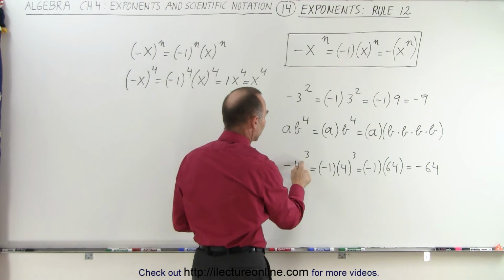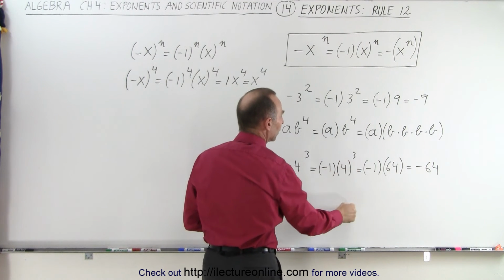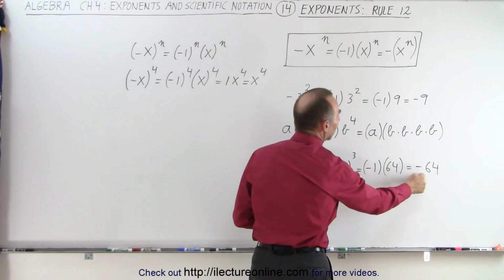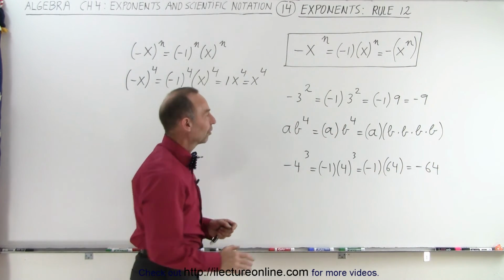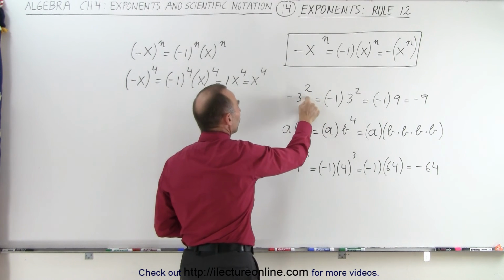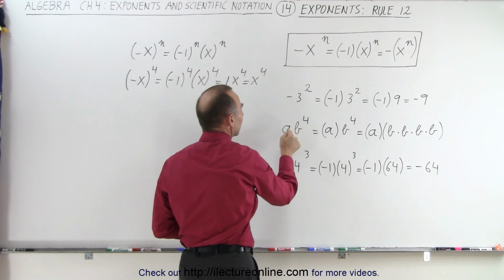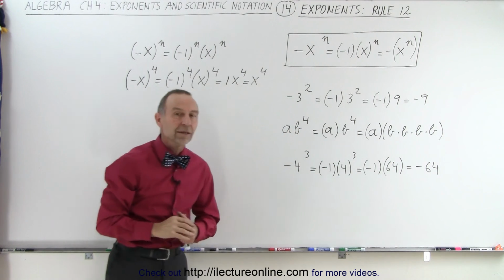-4 raised to the 3rd power is -1 times 4 to the 3rd power, -1 times 64, or -64. So notice, if you take a look at these two, they mean exactly the same thing. The exponent only applies to this number here, not to the -1. It applies to b, not to a. And that is rule number 12.